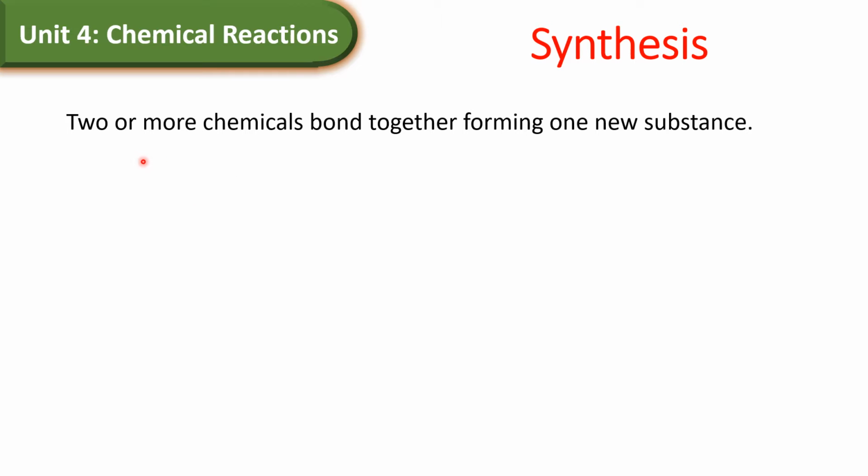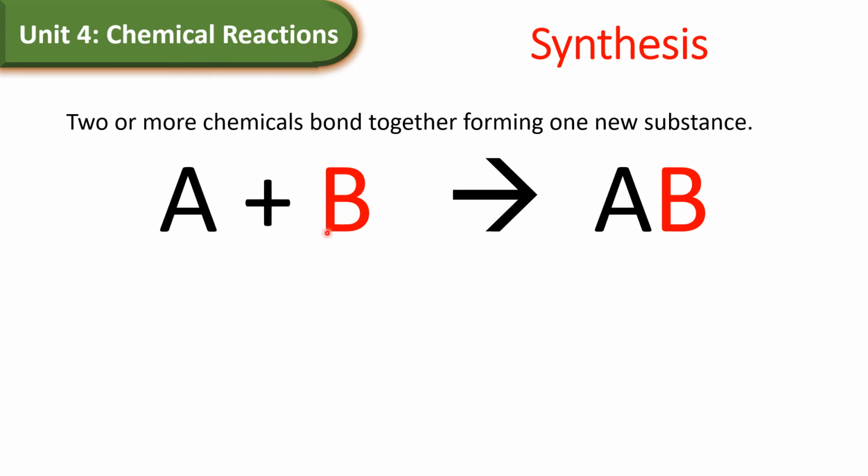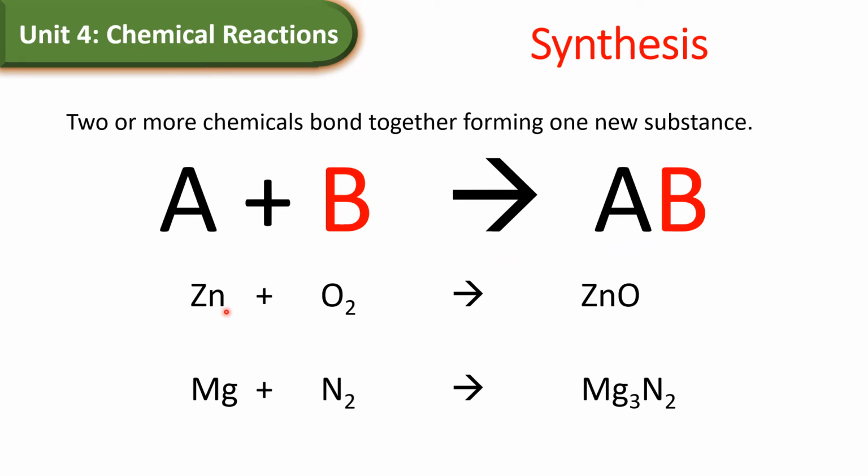Synthesis is when two or more chemicals bond together forming one new substance. I will be using letters to express these types of chemical reactions. You have here two elements or two chemicals, A and B, that combine and form one new substance. For example, zinc combined with oxygen to form zinc oxide, and magnesium combined with nitrogen to form magnesium nitride.